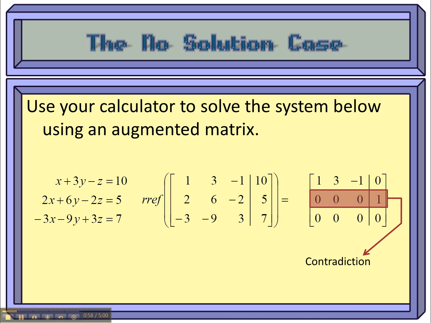And if I get a contradiction like this, this means that the original system of equations has no solution. What that means is that it's possible that these represent planes and all three planes are parallel to each other and they never intersect, so there's no point of intersection.